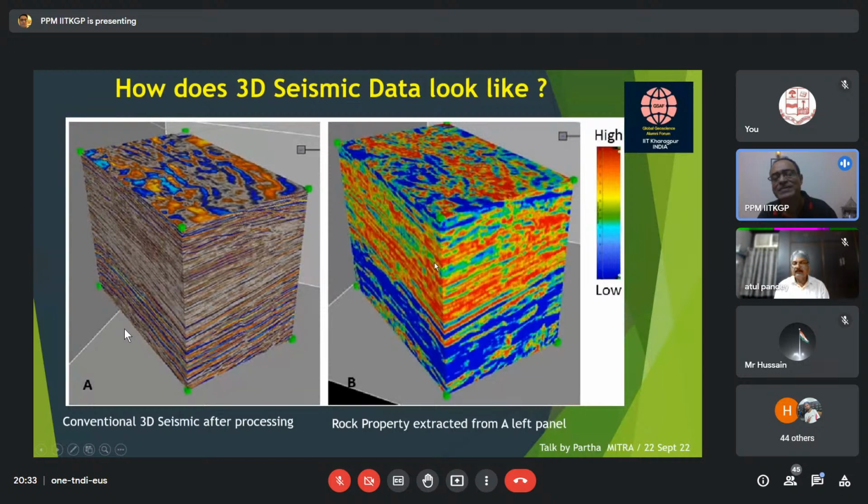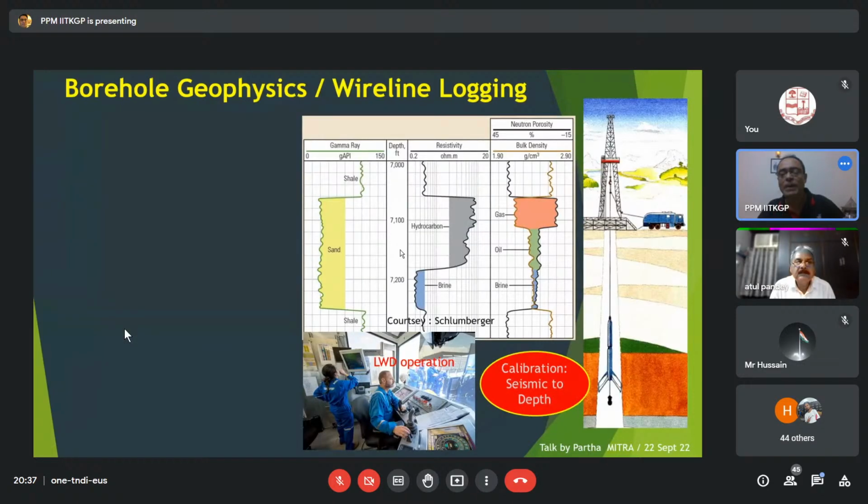Now from here I'll come to borehole geophysics. Why is borehole geophysics very interesting? This is also known as wireline logging. See, when we do a measurement in seismic, we measure a time. But ultimately, when you drill a well, you cannot tell the driller, drill at 2.67 seconds. No, you have to tell them to drill at 1560 meters. There is my object.